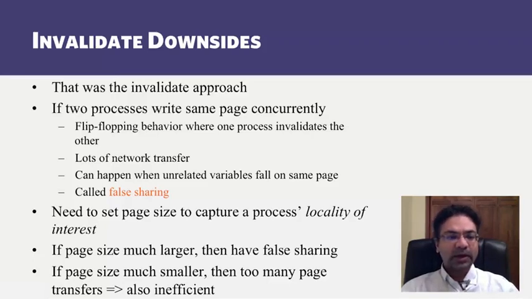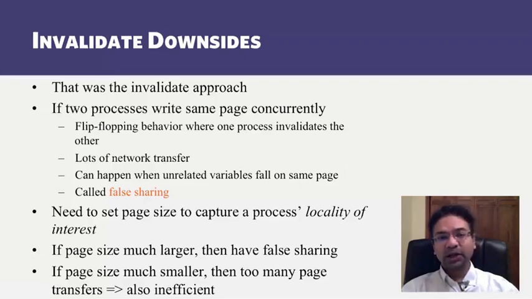Essentially what's happening here is that false sharing happens when the page size is so large that it captures more than the locality of interest. Every process has a locality of interest, which is typically the window within which it is accessing variables and changing variables. The page size needs to be just about the locality of interest. But this is of course hard to know, because the locality of interest depends on the application, it depends on the processes themselves, and of course it can vary over time. In general, you want your page size to capture the locality of interest.